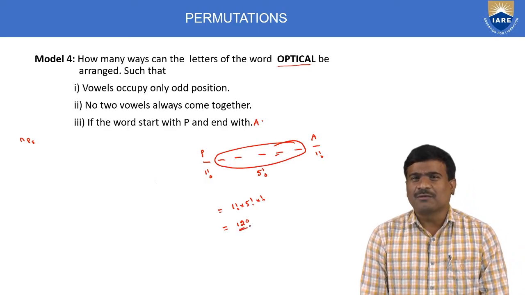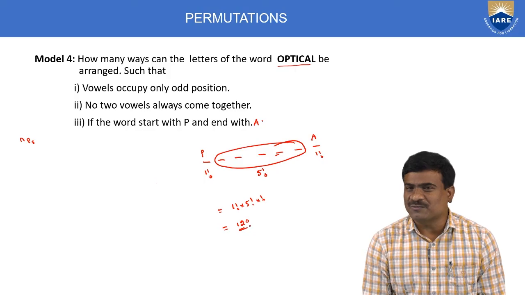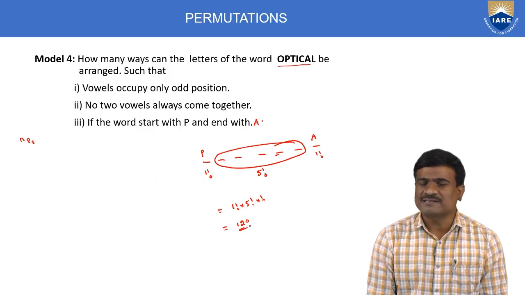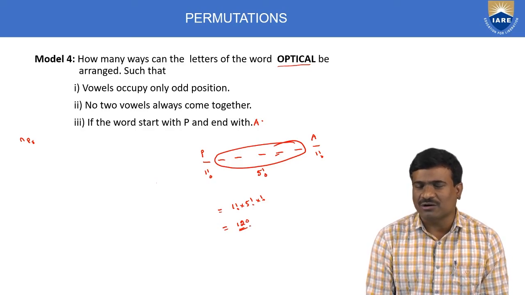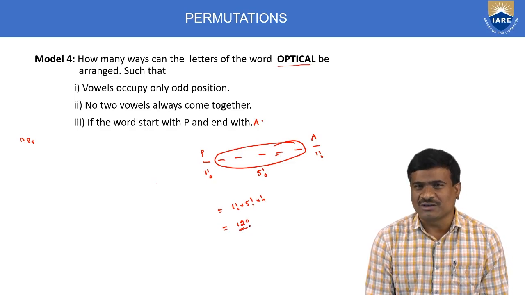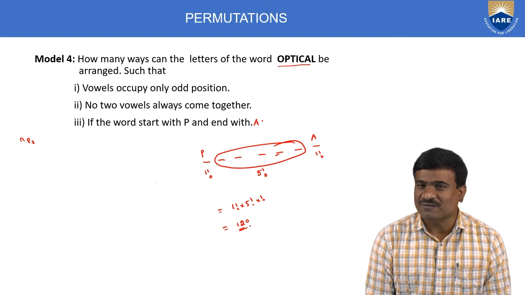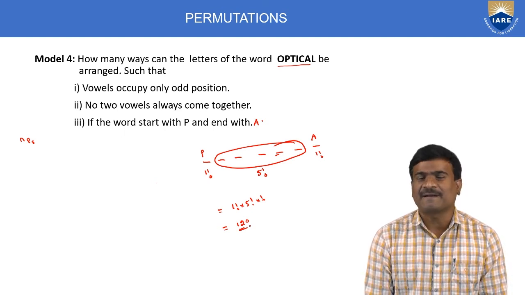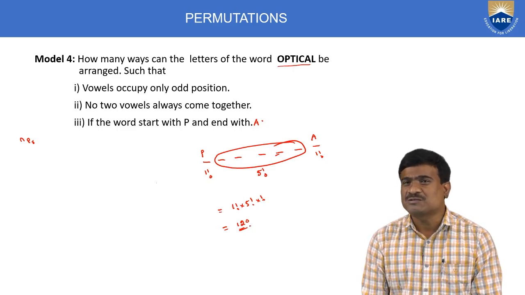Once again, here are the models in permutation using the letter concept. First model, total number of arrangements. Second model, vowels or consonants always come together. Third model, vowels do not come together or never together. And model number 4, vowels occupy only odd positions or even positions. No two vowels come together, no two consonants come together, particular letters always come together. All use the same technique. The last one is the easy method: the word starts with P and ends with A. The last model is very simple.